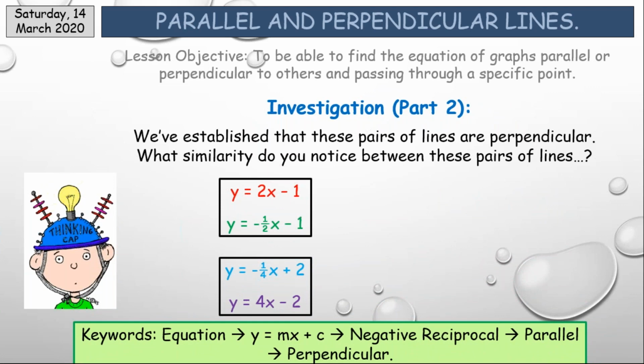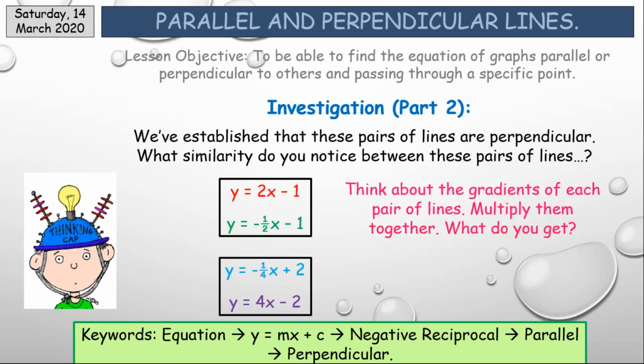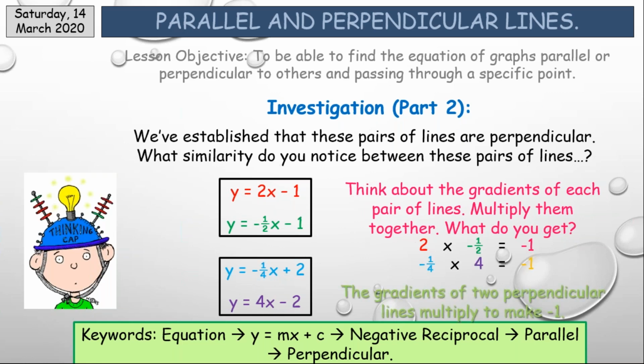But what do we notice about these lines? Think about the gradients of each pair of lines and multiply them together. For the first pair, I have 2 and negative 1 over 2. If I multiply them together, how much would I get? Yes, exactly negative 1. If I multiply negative 1 over 4 and 4, the same, I get negative 1. So we see that the gradients of two perpendicular lines multiply to make negative 1.